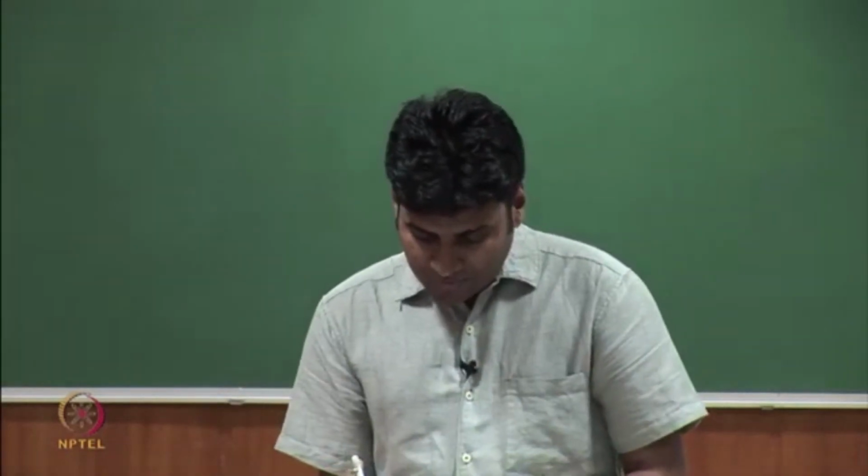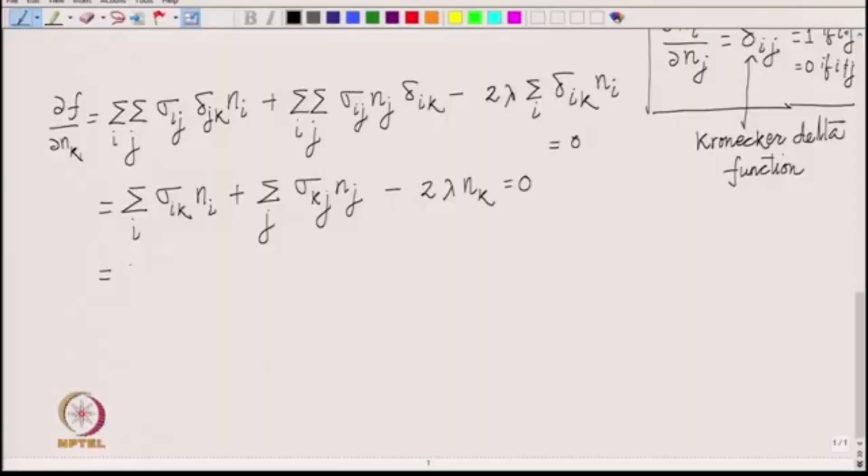So, if I replace that with i, then we have summation over i of (sigma_ik plus sigma_ki) times n_i minus 2 lambda n_k equal to 0. Okay. What more can we say now?